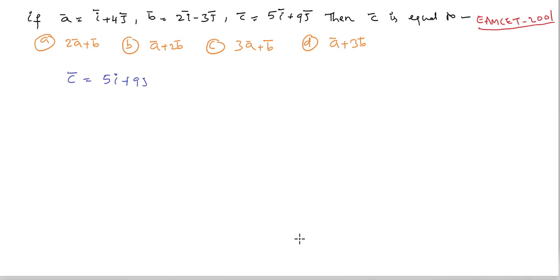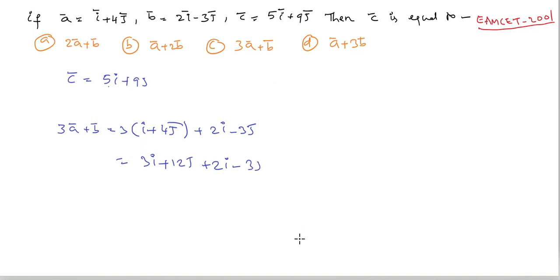Now I find 3a bar plus b bar, that is 3 into a bar, i bar plus 4j bar, plus b bar, that is 2i minus 3j, equal to 3i plus 12j plus 2i minus 3j, equal to 3i plus 2i, that is 5i, and 12j minus 3j, that is 9j. So the value is equal to c bar. C bar is equal to 3 into a bar plus b bar. Here the third option is the correct answer.